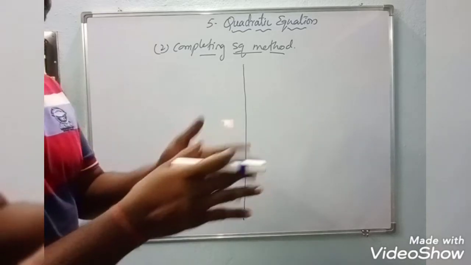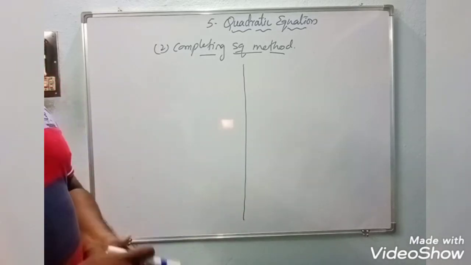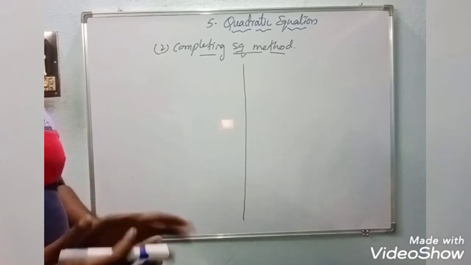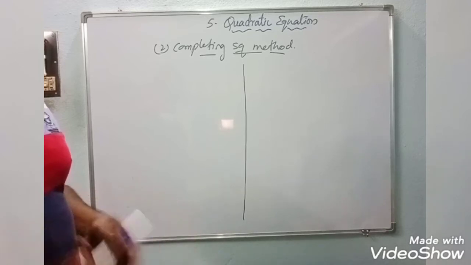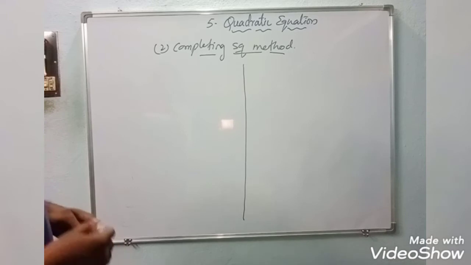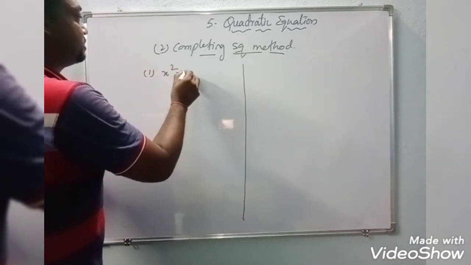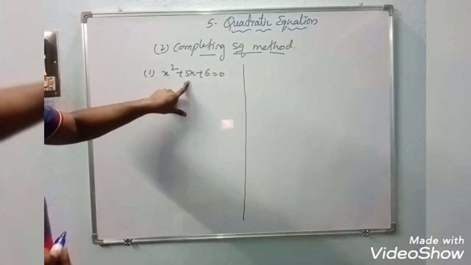Now if any number is odd in the middle term, how do we find the completing square method? If I take a question here, that is x square plus 5x plus 6 is equal to 0. So your middle one is odd.